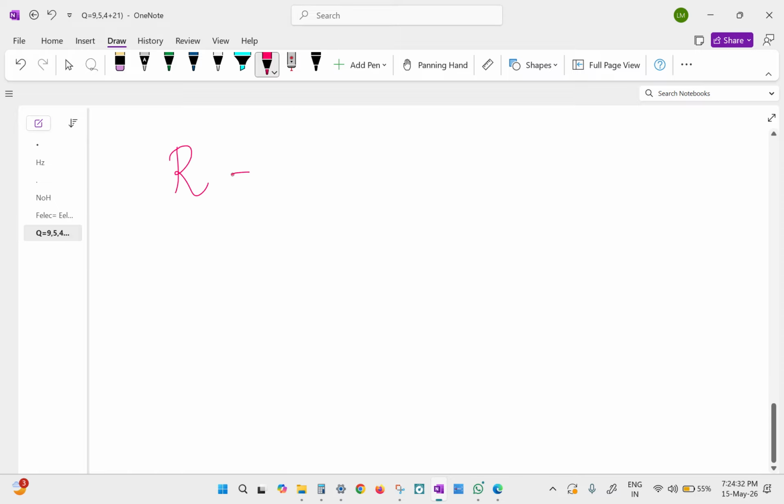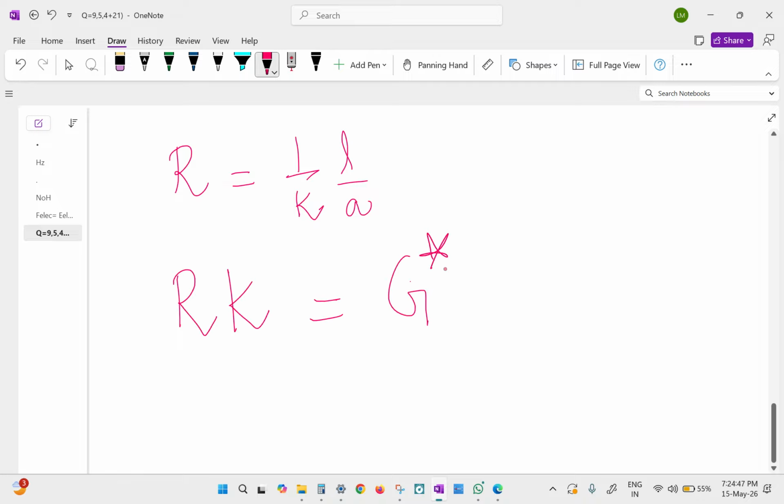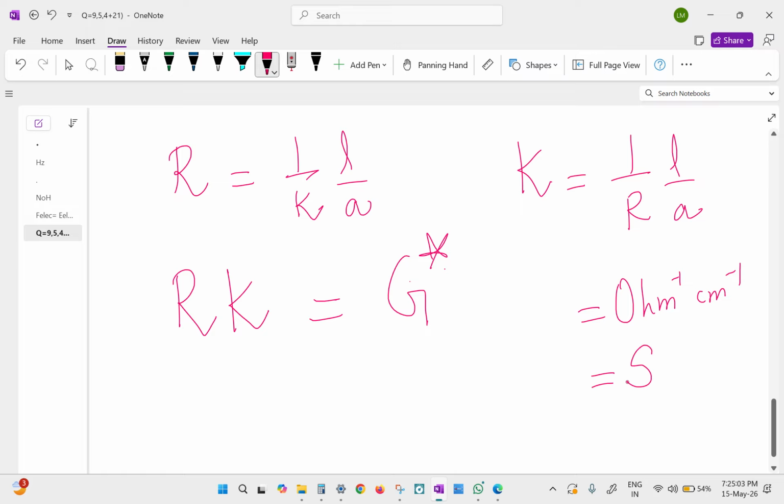So we now write that R is equal to rho L upon A. Can I now substitute rho as 1 by kappa? Yes, ma'am. Then resistance times kappa becomes the G star. So kappa will be 1 by R times L upon A, which is ohm inverse centimeter inverse. Ohm inverse is also represented as Siemens. So kappa's unit can be Siemens per centimeter, Siemens per length. Since here we are conveniently using a cell of centimeter dimension, we say Siemens per centimeter. Any doubt about this? No, ma'am.